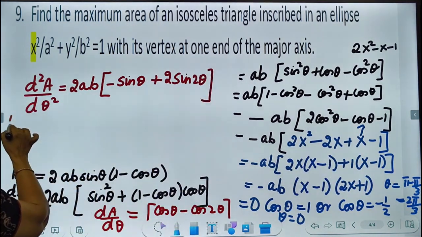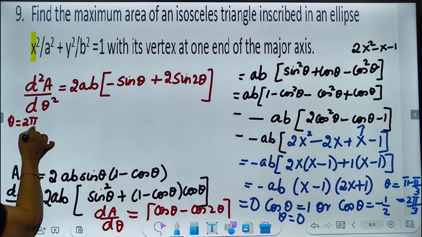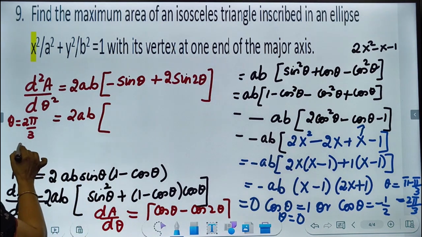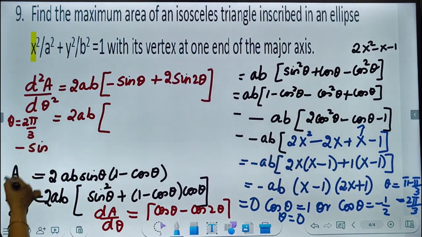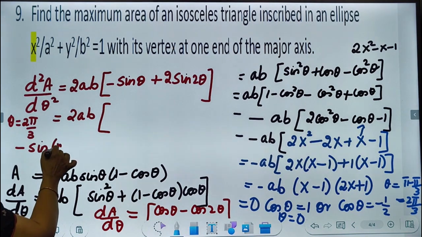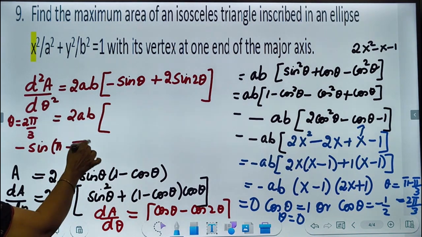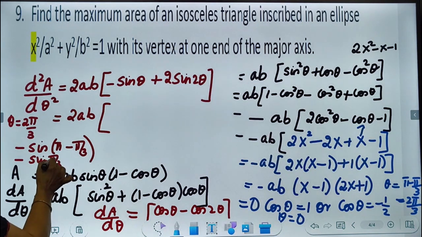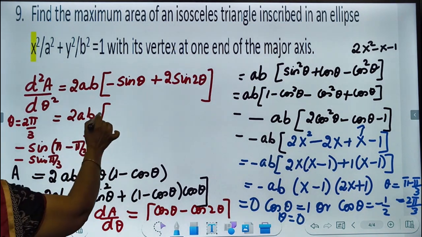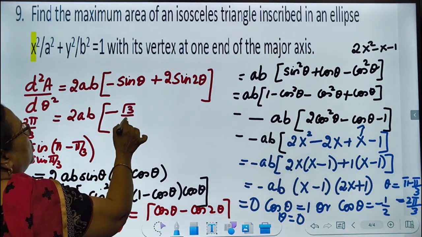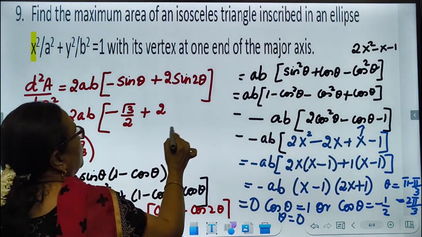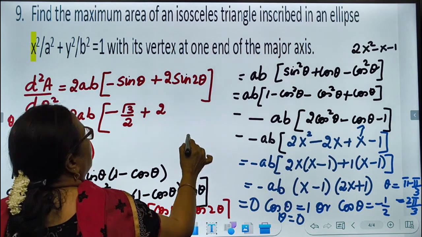Let me try to put theta equal to 2 pi by 3. This will be 2AB. What is minus sin 2 pi by 3? That is minus sin 120, that is pi minus pi by 3. Right? Sin of pi minus pi by 3 is sin pi by 3. Sin pi by 3, you know, is root 3 by 2. So, minus root 3 by 2 plus 2 into sin of 2 theta. What is 2 theta? 2 pi by 3.